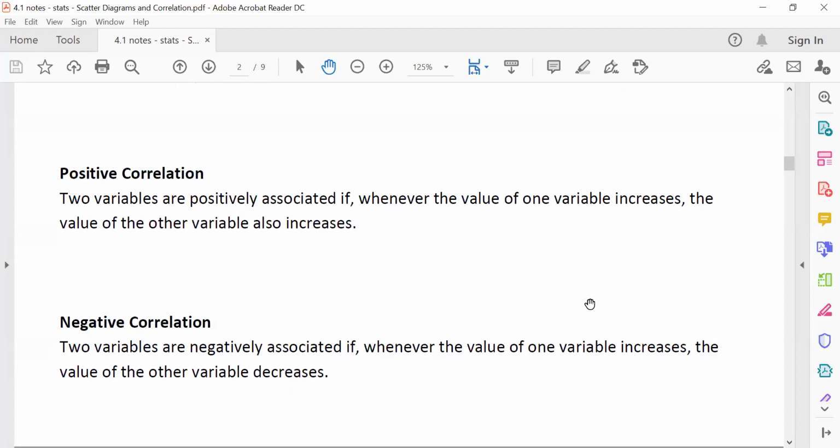So let's talk about different types of correlation. You have positive correlation, where both variables increase together. And then you have negative correlation, which is where when one variable increases, the other one generally decreases.